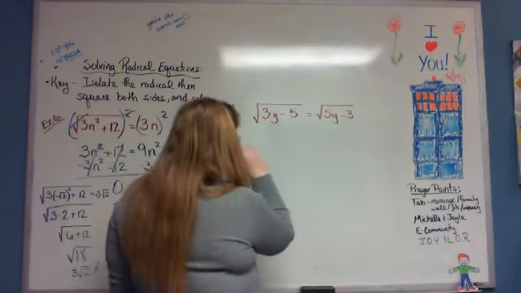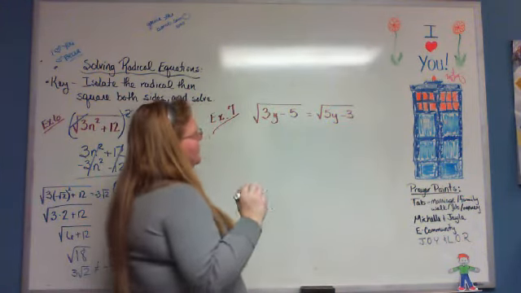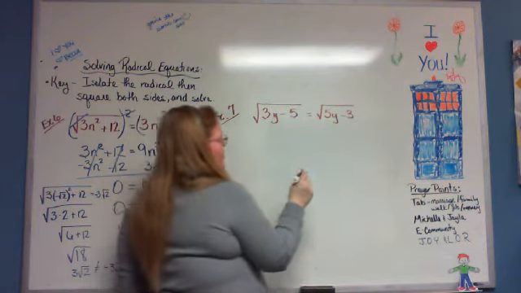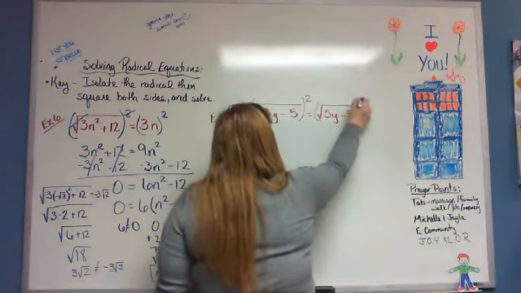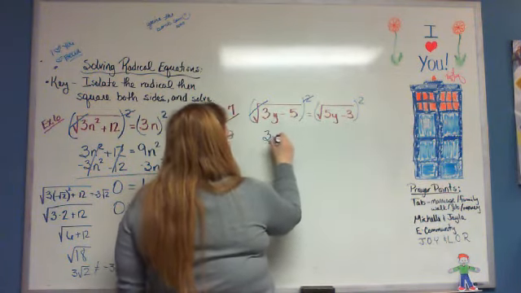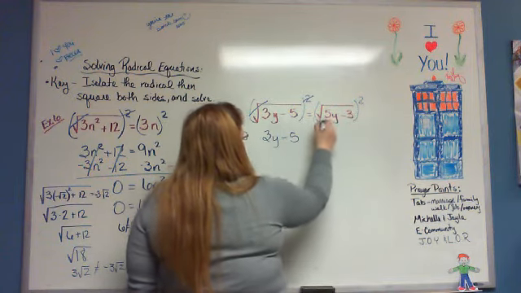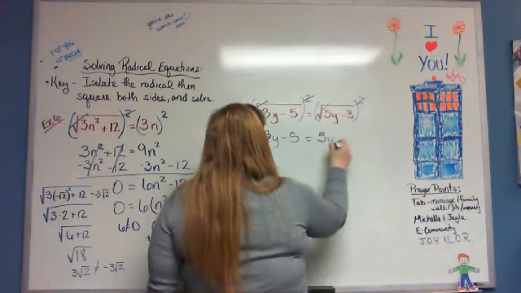Moving on. This one looks difficult because it has 2 square roots in it. But if you'll notice, they're both by themselves. So when I go to square this side and square this side, this radical cancels out that, and I'm left with 3y minus 5. And this radical cancels out with that, and I'm left with 5y minus 3.